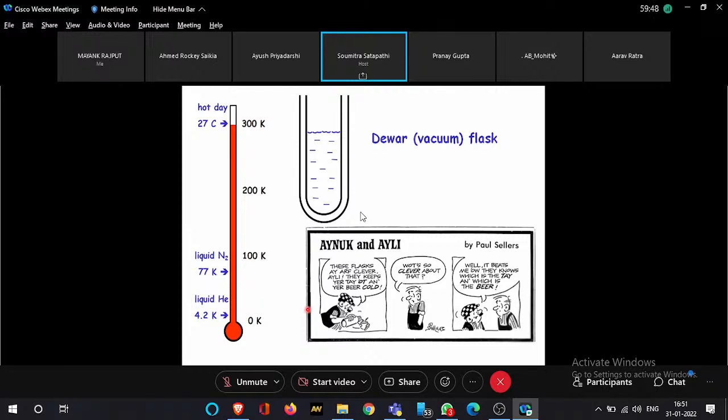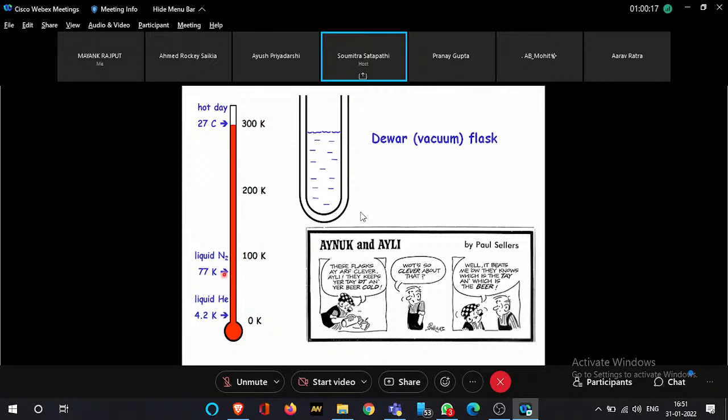If you want to know the temperature of something, you use a thermometer. For example, you see there's a thermometer here. This is 300 Kelvin, this is 200 Kelvin, and I am going to lower temperatures. This is a very important number that you will very often encounter: the temperature of liquid nitrogen is 77 Kelvin.